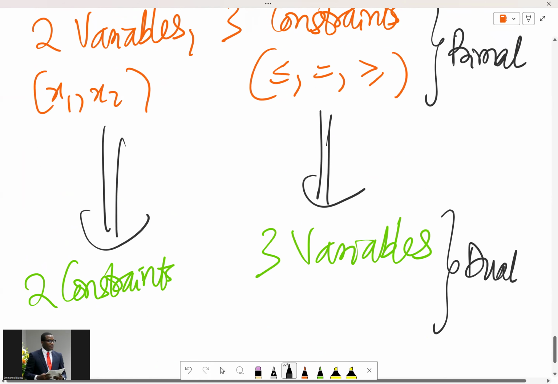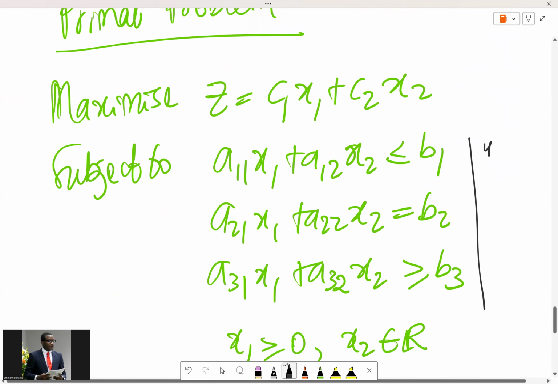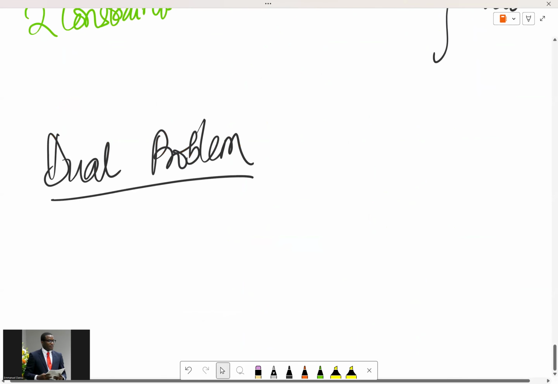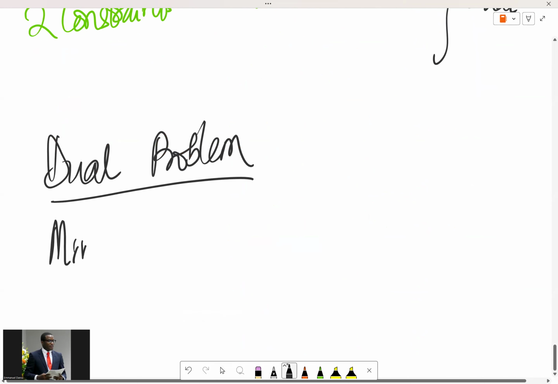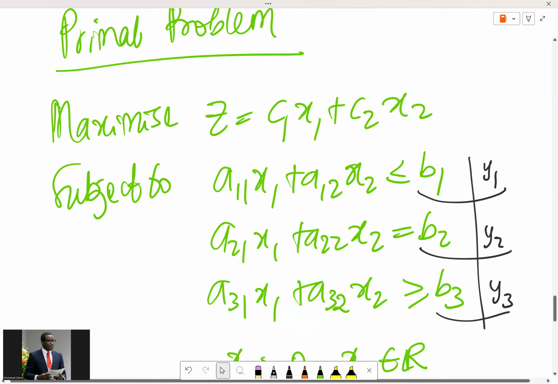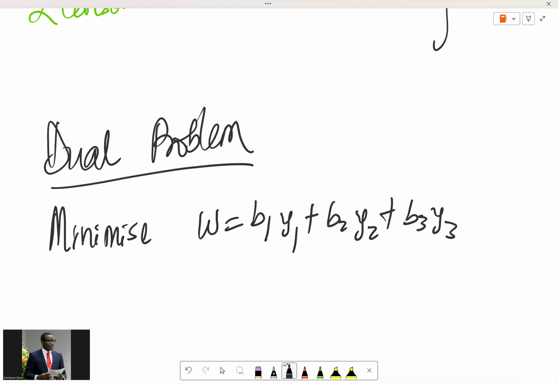Three variables automatically come out as y1, y2, y3. Just like I said before, we have b1y1, b2y2, b3y3. That will be your objective function for the dual. So you are going to minimize w equals b1y1 plus b2y2 plus b3y3. That is the objective function.